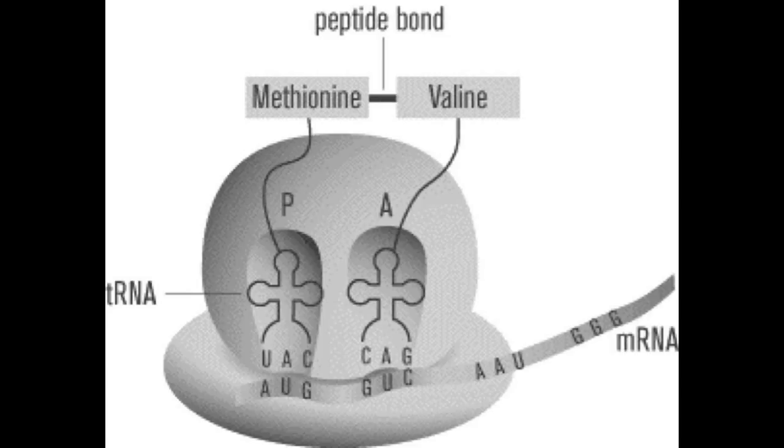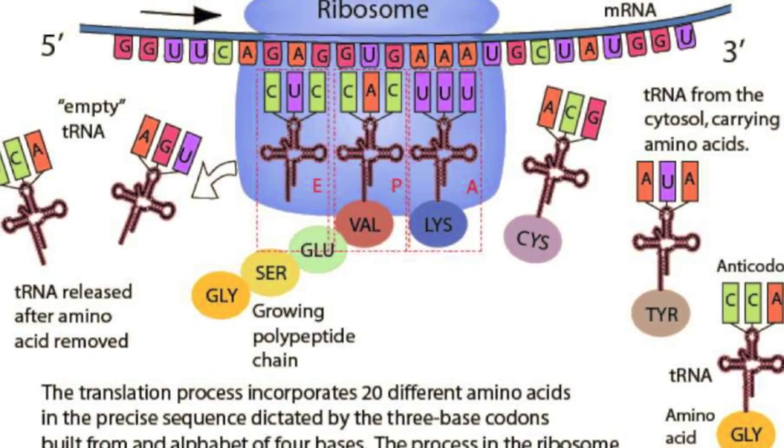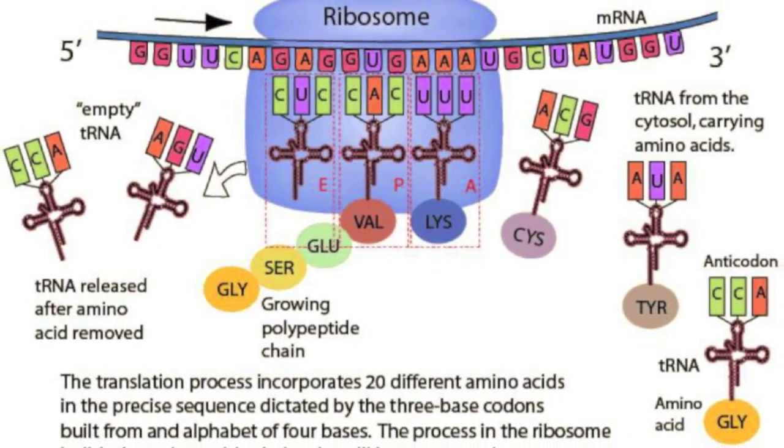The P site is where this growing protein chain occurs. Then a peptide bond forms between the amino acids on the tRNA, also known as the A site. This is where the amino acids are held. Translation will continue until a stop codon is reached.